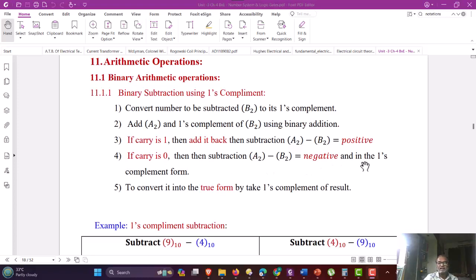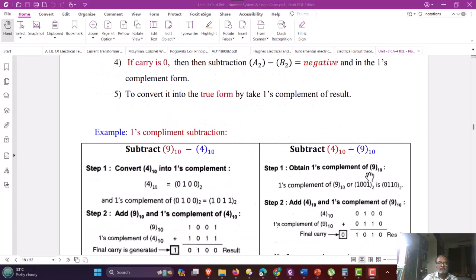And in the 1's complement form, if A2 minus B2 is negative, the representation remains in 1's complement form. To convert this into true form, we have to take the 1's complement of the result. Let us see.